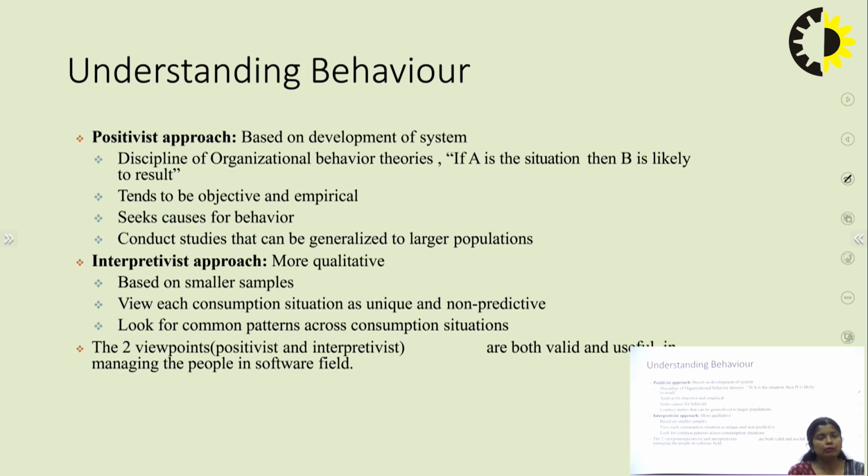Maybe you are using the spiral model, and at that moment the outcome may be unpredictable. When we use an unpredictable model, a non-predictive outcome will be there. So the interpretivist approach can be based on a smaller sample, and the positivist approach is based on the development of the system.